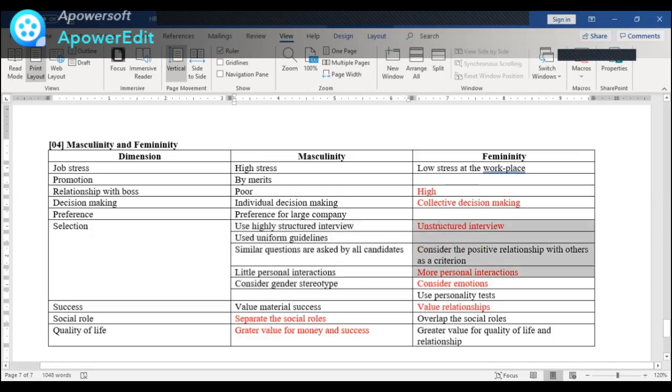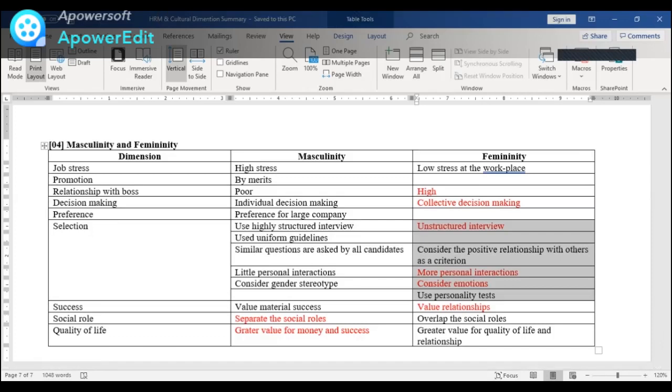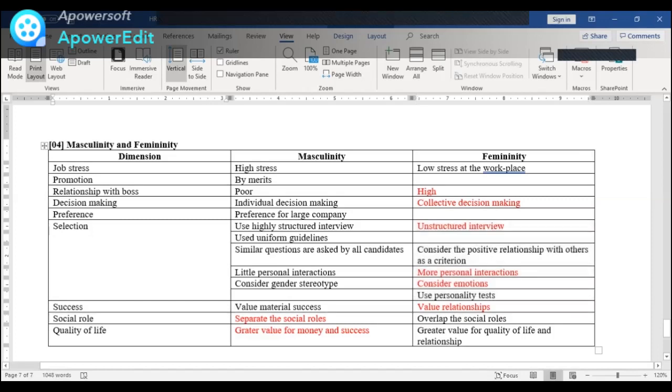However, unstructured interview, consider the positive relationship with others as a criterion, more personal interaction, consider emotions, use personality test. These are the features of employee selection in femininity culture. Then success is a value in masculinity, especially material success. Material success is value in masculinity culture. Then relationship is value in femininity culture.